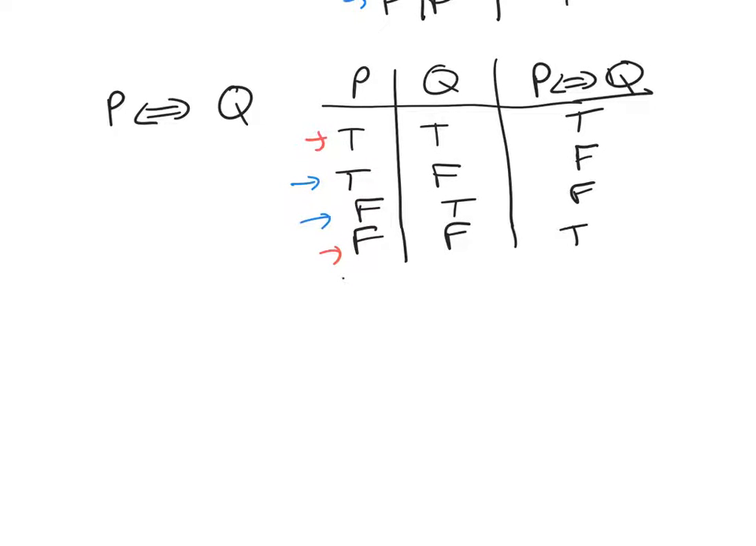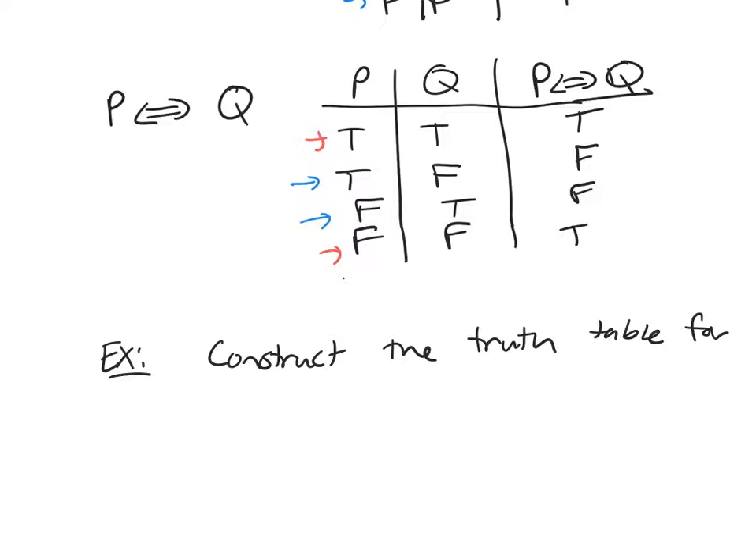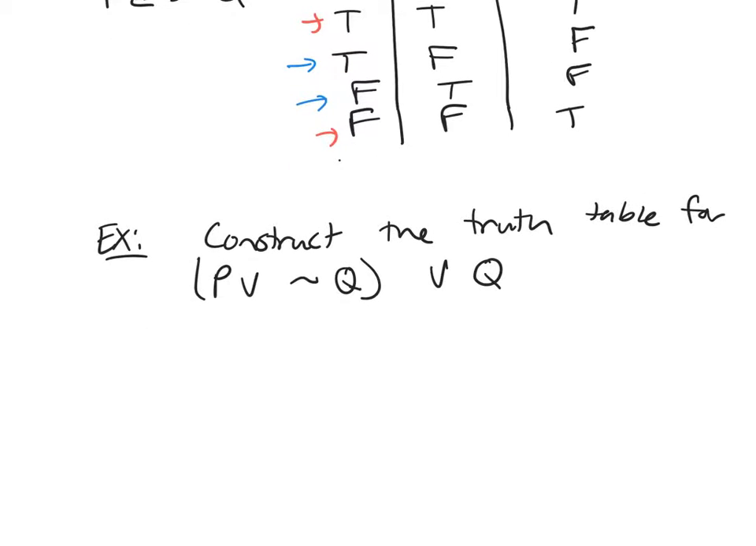All right, so let's work on creating a more complicated truth table than those. Let's construct the truth table for the statement P or not Q, or Q. Again, I have 2 statement variables, P and Q, so my truth table has 4 rows.